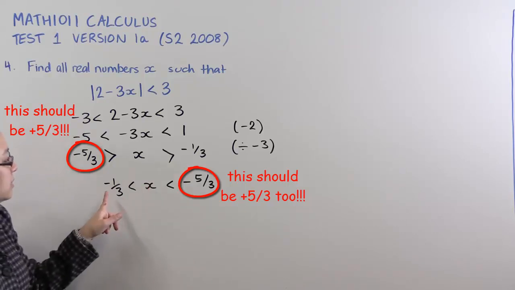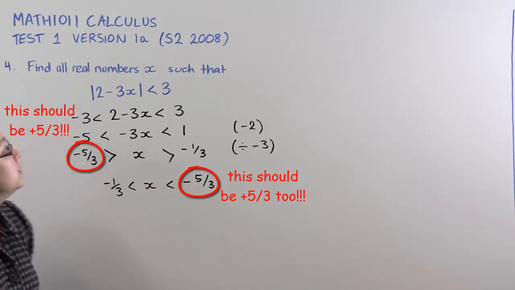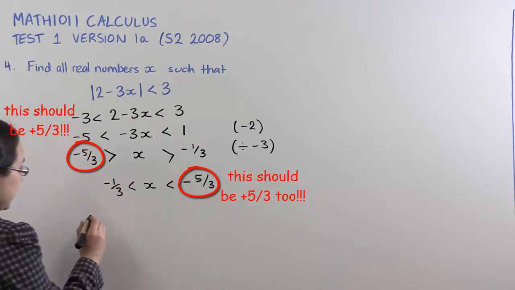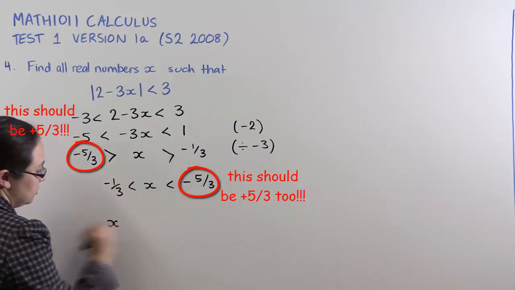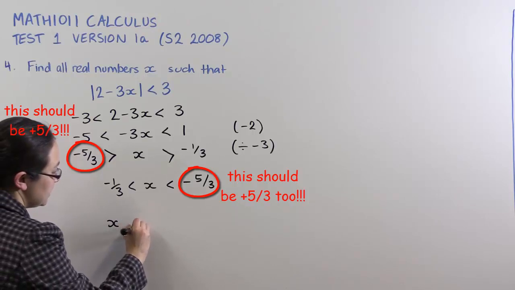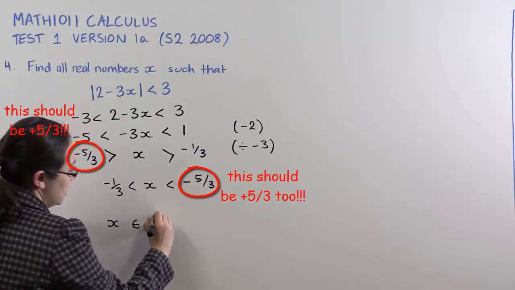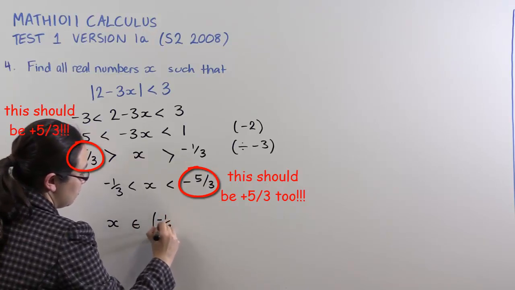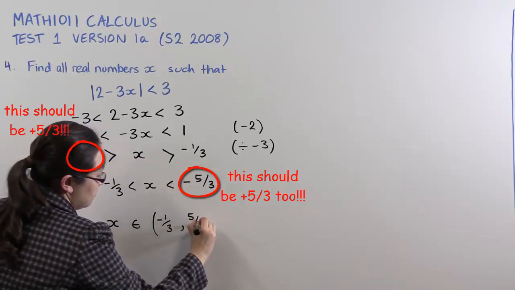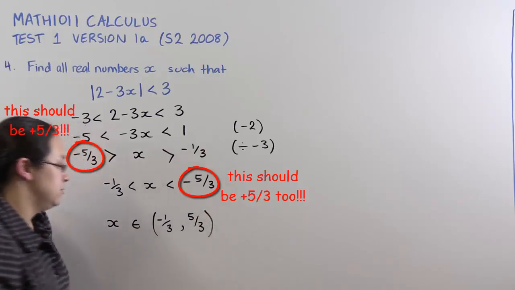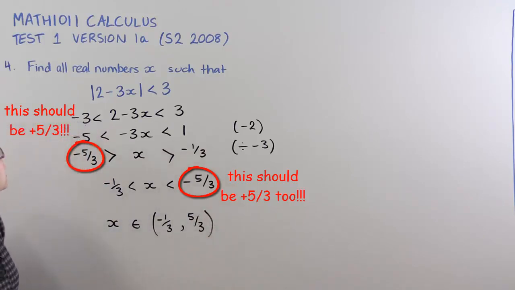So x is between minus 5/3 and minus 1/3. Now that's our answer, but we could write our answer using set notation. x is in this interval from minus 5/3 to minus 1/3. It doesn't include minus 1/3, so that's a round bracket, and a round bracket at the other end too. Now they don't ask us to graph it on a number line, but we could.